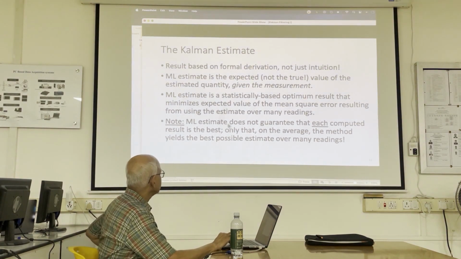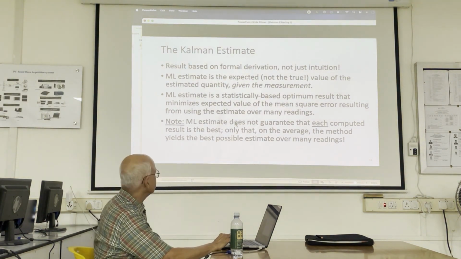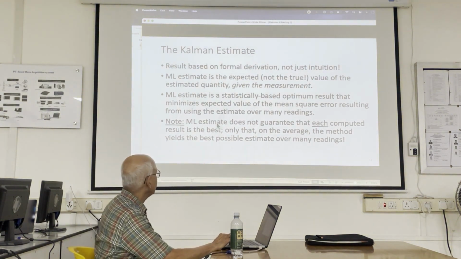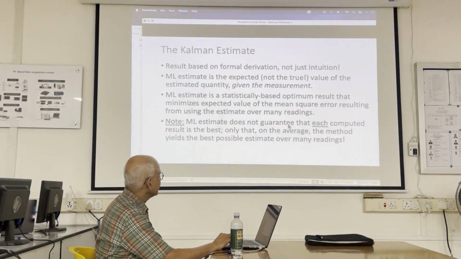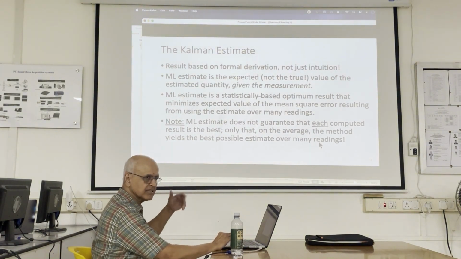So, the ML estimate, which is the Kalman estimate in this case, does not guarantee that each computed result is the best. Only that on the average, the method gives the best possible estimate over many readings.